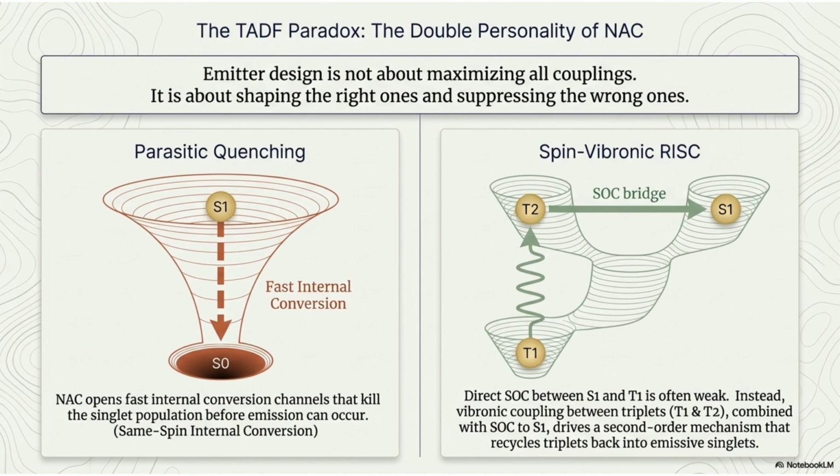NAC can lead to parasitic quenching via fast internal conversion. However, it can also facilitate spin vibronic RISC, where vibronic coupling combined with spin-orbit coupling efficiently recycles triplets back to emissive singlets. Emitter design is about shaping the right couplings.